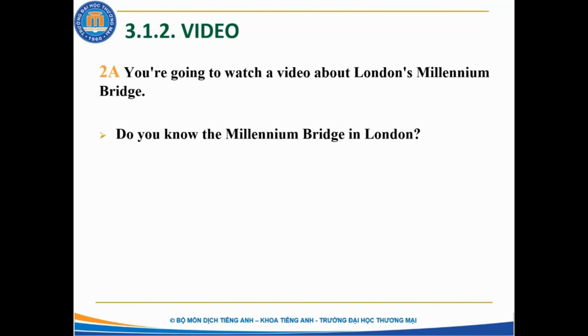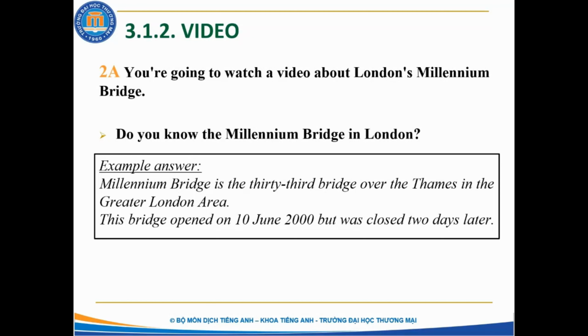Alright, so have you found any information relating to Millennium Bridge in London? Please have a look on the screen for the sample answer. So Millennium Bridge is the 33rd bridge over the Thames in Greater London area. This bridge opened on the 10th of June 2000, but was closed 2 days later. Can you guess why the bridge was closed? We can find the answer in the video.